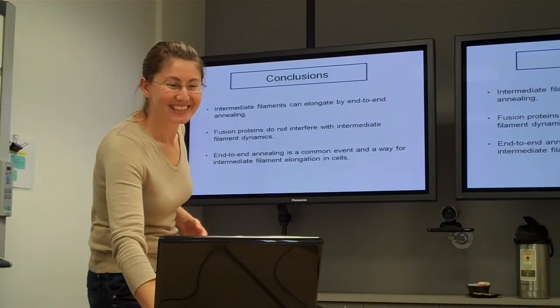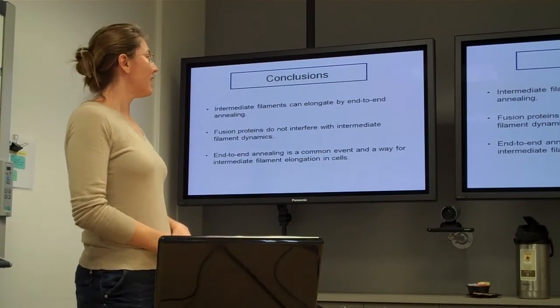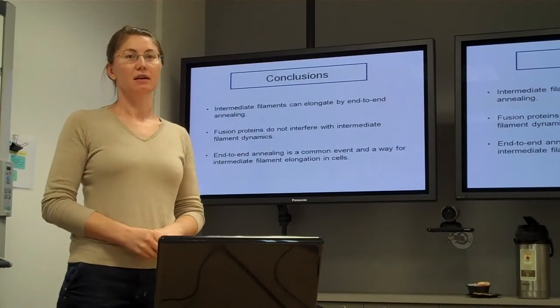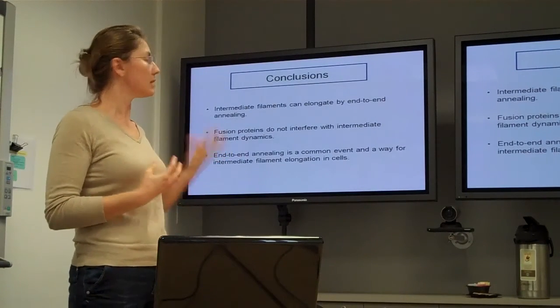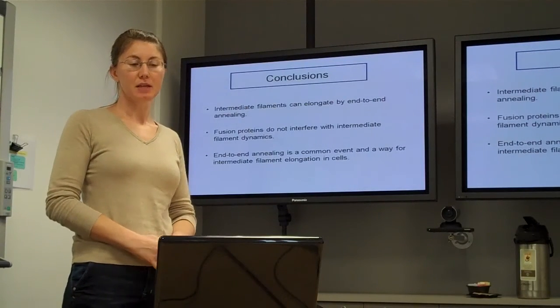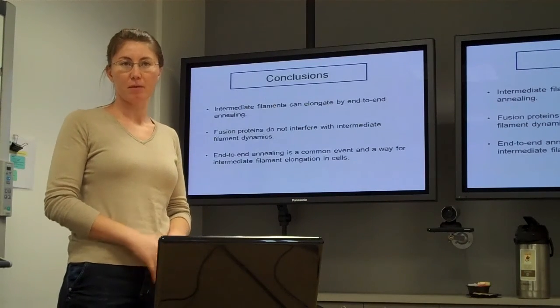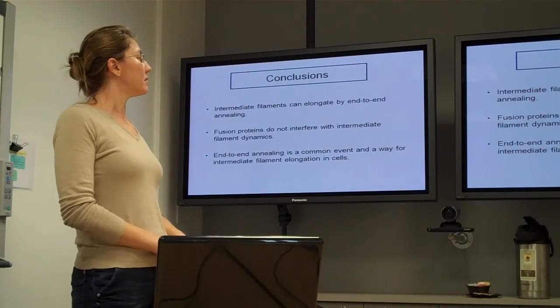So in conclusion, intermediate filaments can elongate by end-to-end annealing in cells, and second, fusion proteins that actually make me see those filaments in the cells do not interfere with intermediate filament dynamics. And the third conclusion is that end-to-end annealing is a very common event in these cells, and it's a way for intermediate filament elongation.